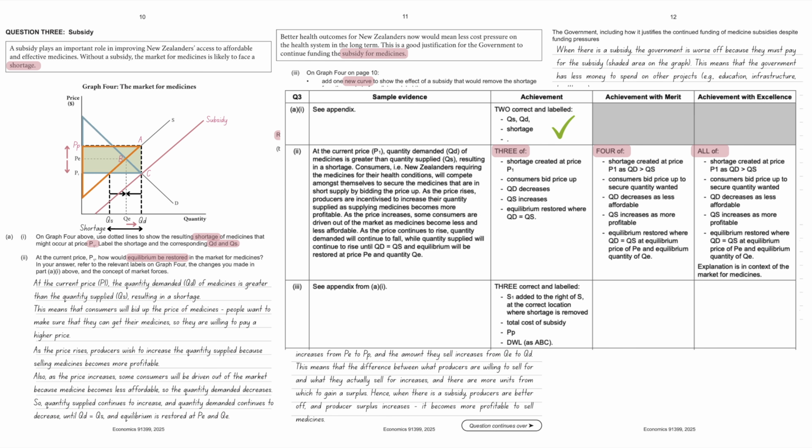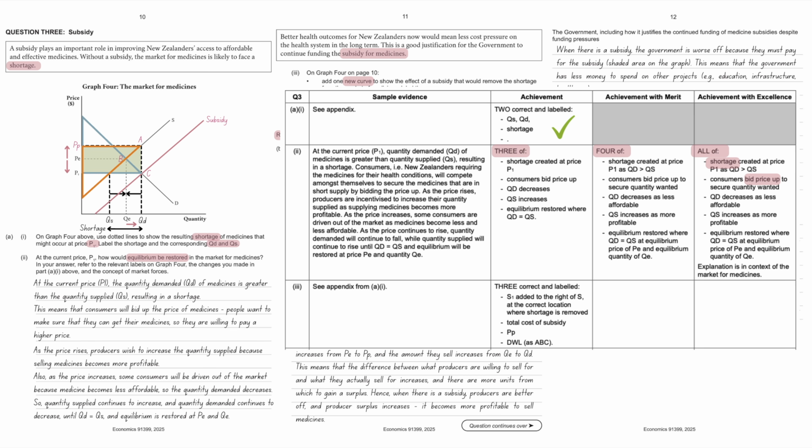So looking at excellence, which has all of the bullet points, we have to say that there is a shortage created at price P1 as quantity demanded is more than quantity supplied. So that symbol in between QD and QS is the greater than symbol. So it's saying that people want more than there is available, so therefore there is a shortage. And then you need to say that consumers bid up the price to secure quantity wanted. So bidding up the price is a technical term that you need to use, although it doesn't sound very technical. But this is the way that economists describe how consumers are demanding so much and there isn't enough available, so they're willing to pay a higher price.